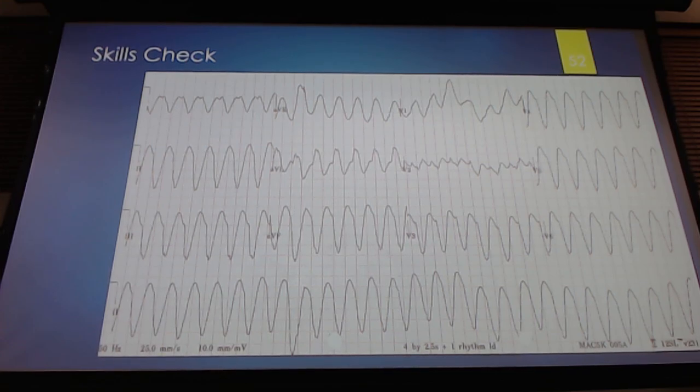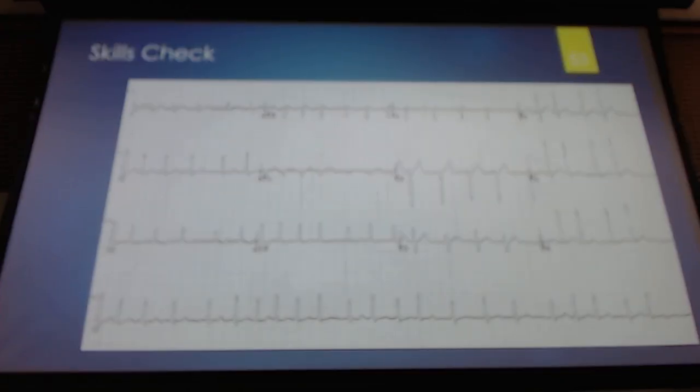Probably VTAC. Why is it not V flutter? Not fast enough. V flutter is going to be fast, with something in every line. VTAC is every line and a half. V flutter is much faster, and VTAC is much slower than V flutter.